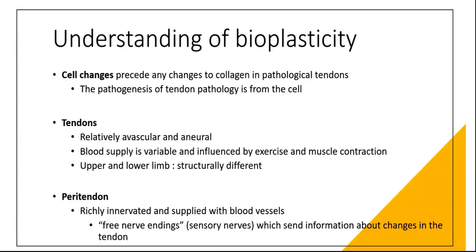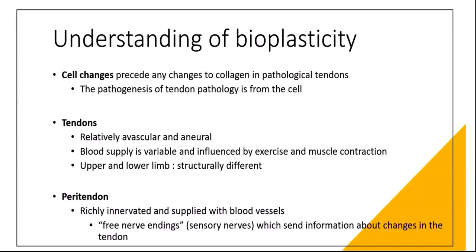Actually, the pathogenesis of tendon pathology is from the cell. And what do I mean by that? Cell changes precede any changes to collagen in pathological tendons. And we have to realize that tendons are relatively avascular and aneural. The blood supply is variable and influenced by exercise and muscle contraction. And of course, later we're going to see that when we talk about treatment of tendinopathy, movement is going to be super important. But then there's also something strange.